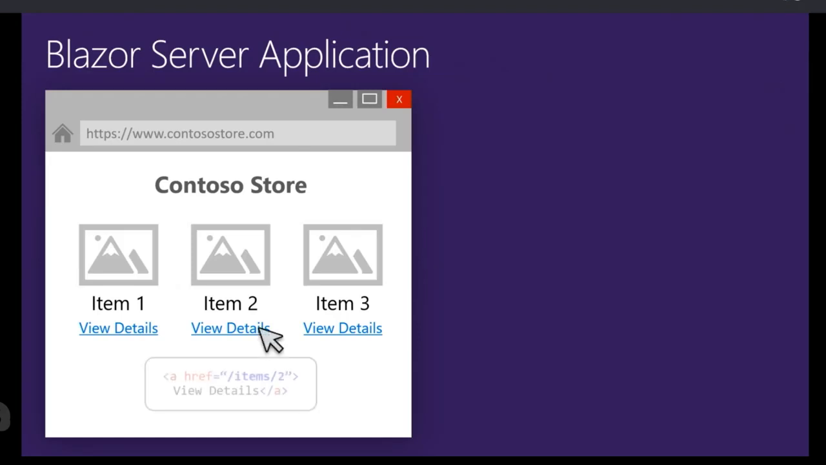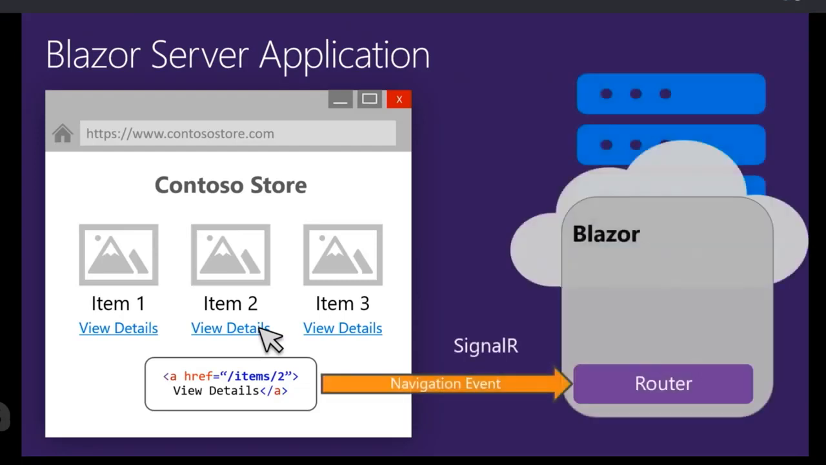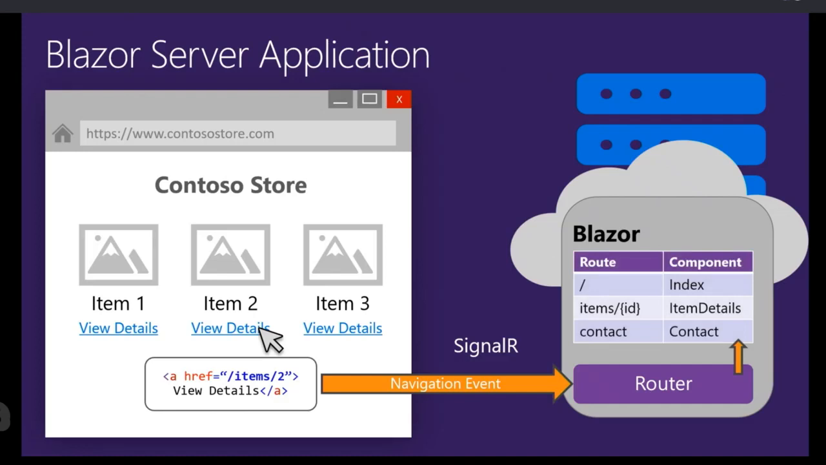When we click on links in Blazor Server applications, the navigation event is transmitted over SignalR back to Blazor's router that's running on the server. However, from this point forward, everything pretty much continues as it did before. Blazor's router is going to look in the routing table, find a route match, and then load the component that handles that route.